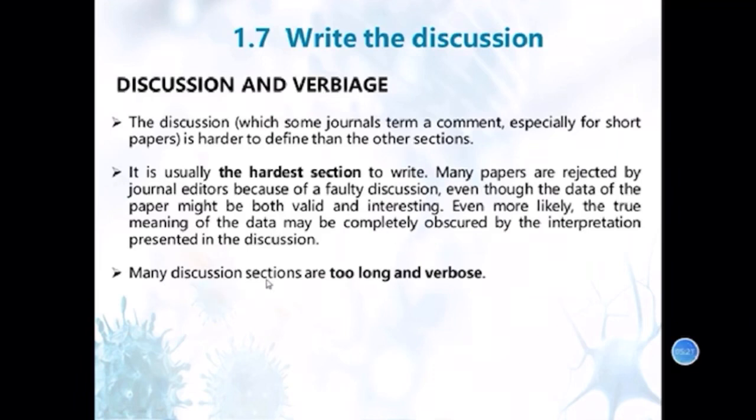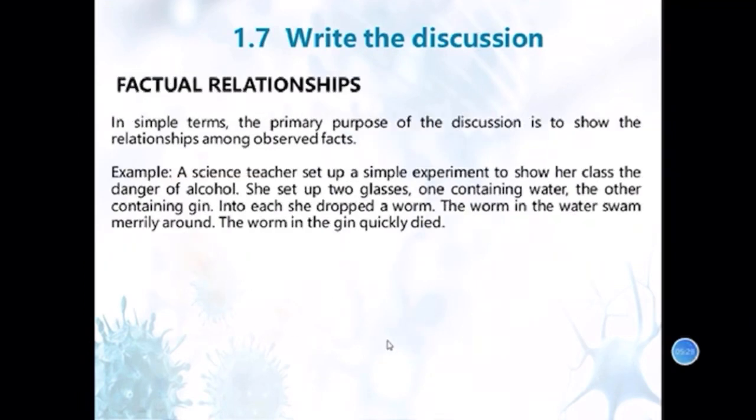Many discussion sections are too long and verbose. We have to avoid these kinds of things. Sometimes we have to know the relationship. In simple terms, the primary purpose of the discussion is to show the relationships among observed facts.